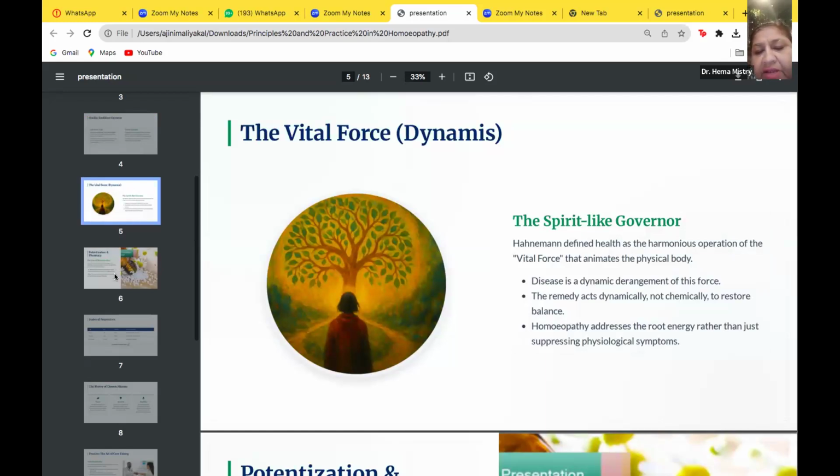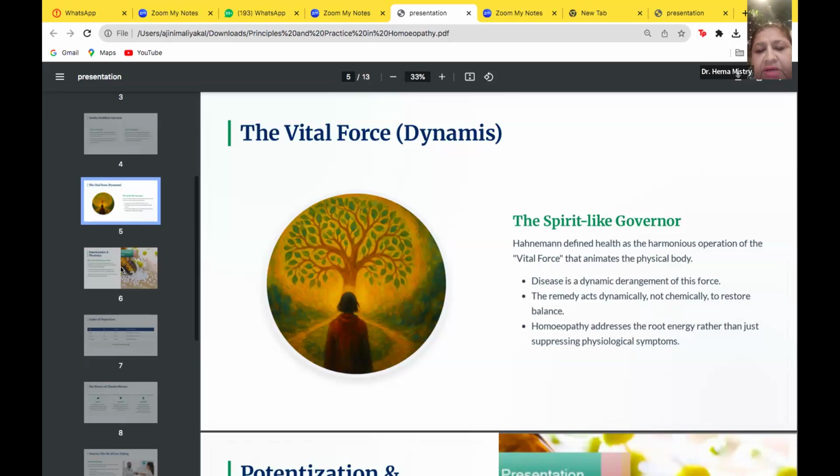So this is another principle and understanding which Hahnemann put forward, which was the spirit-like governor. Hahnemann defined health as the harmonious operation of the vital force that animates the physical body. The disease is a dynamic derangement of this force. The remedy acts dynamically, not chemically. So when any homeopathic medication is potentized, what is the law of potentization?